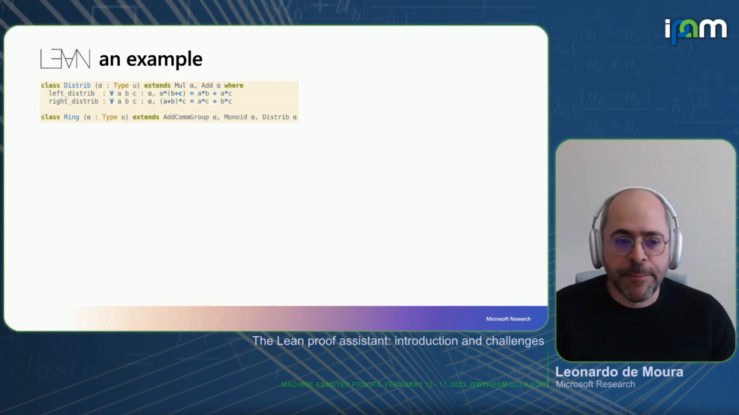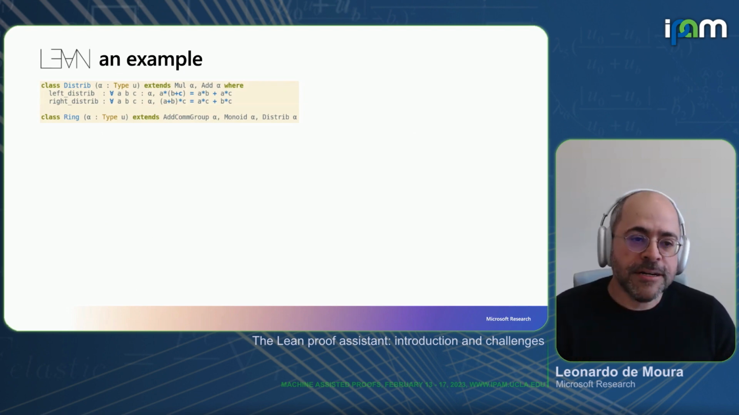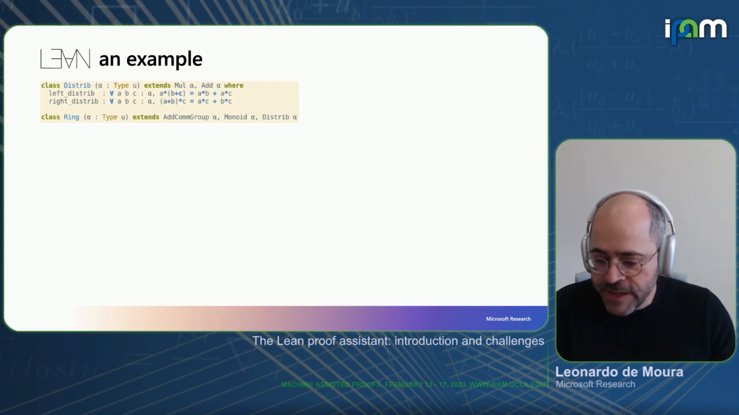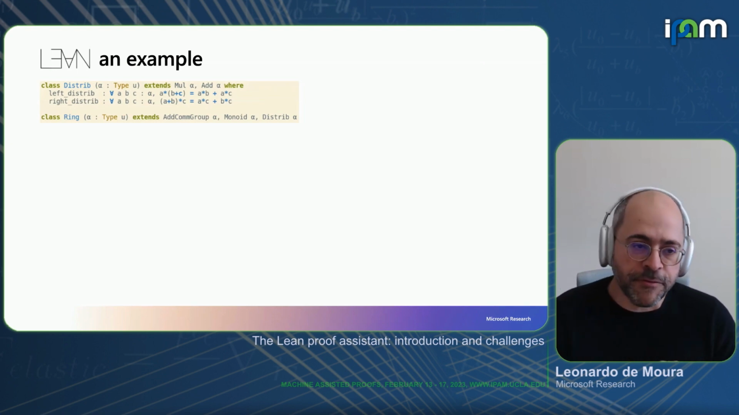Here I have a very simple example in Lean 4. Mathlib is more than 1 million lines of code. They are moving now to Lean 4. More than 30% of Mathlib has already been ported to Lean 4. And I'm going to show a few examples.